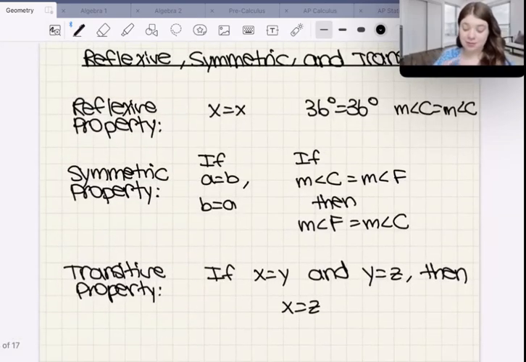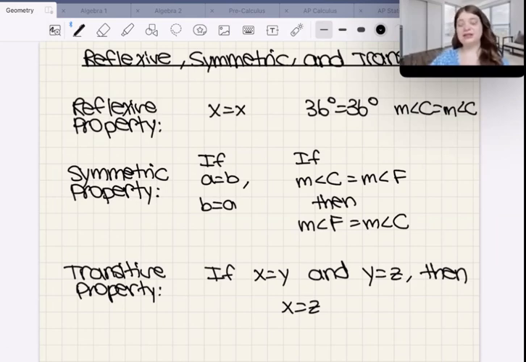Reflexive property is probably the simplest property you've heard of ever. It is the property that states that any real number or side length or angle is equal to slash congruent to itself. Okay, so x is equal to x, 36 degrees is equal to 36 degrees, and measure of angle C is equal to itself, measure of angle C.